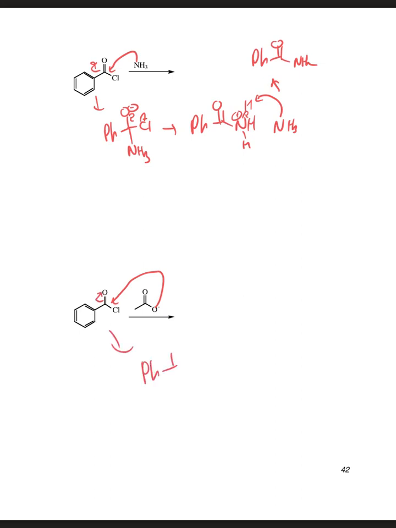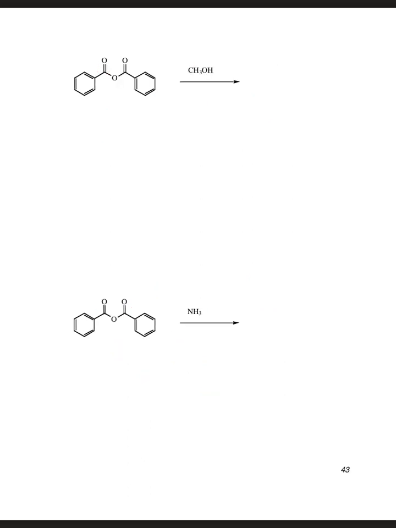The acid chloride and carboxylate. Carboxylate can add in, form the tetrahedral intermediate. We can reform the carbonyl, kicking off the chlorine, and we're done. We have our anhydride. If we have an anhydride, we can add methanol in, break the double bond.